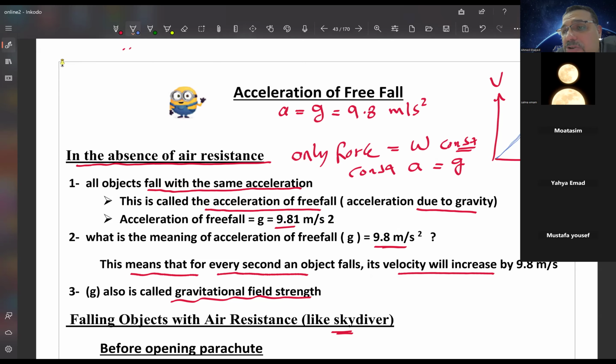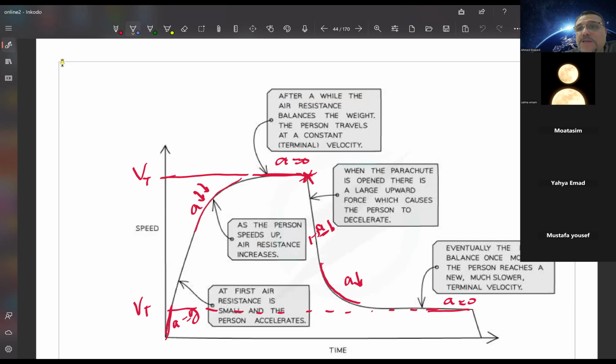Because we have a constant acceleration equal to g. This is if there is no air, so we have constant acceleration for this part. But if we have air, the graph will be like this. Okay?